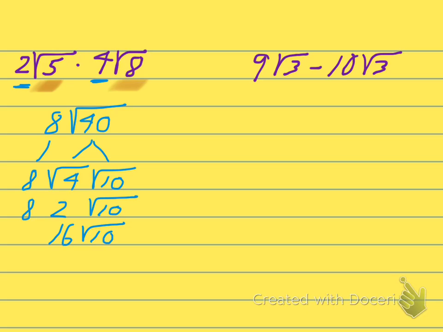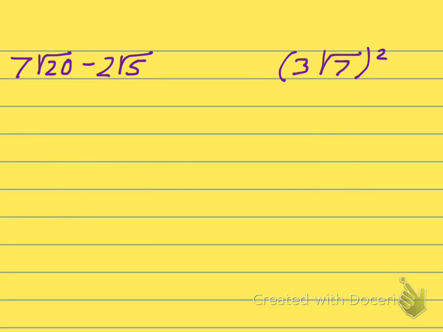In our next problem, we can just subtract because they both have the same square root. So 9 minus 10 is negative 1, square root of 3. Now, I don't need to write the 1, but I do need to keep the negative. Negative square root of 3 would be the best way to write that.